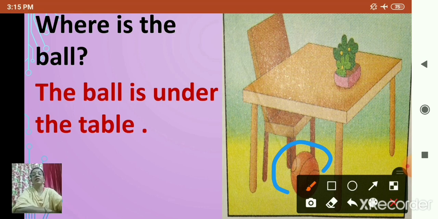This is known as "under". The ball is under the table. So which word tells us the position of the ball? Yes, the word "under". The word "under" tells us where the ball is. So the ball is under the table. So "under" is also a position word.